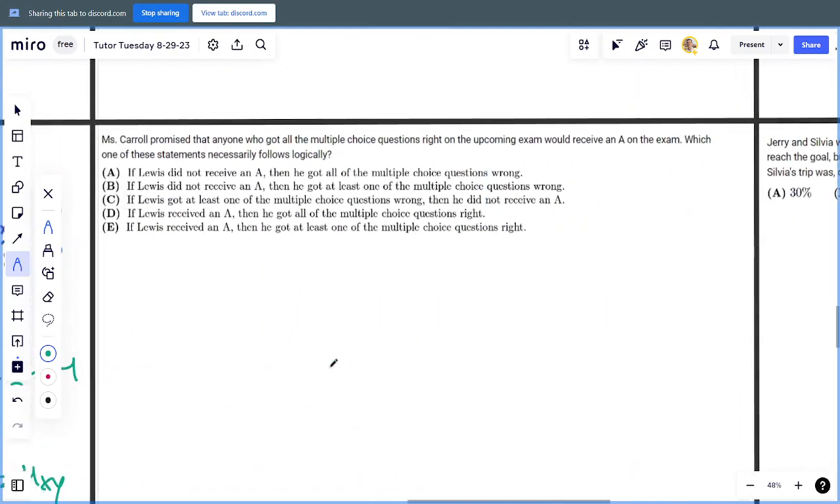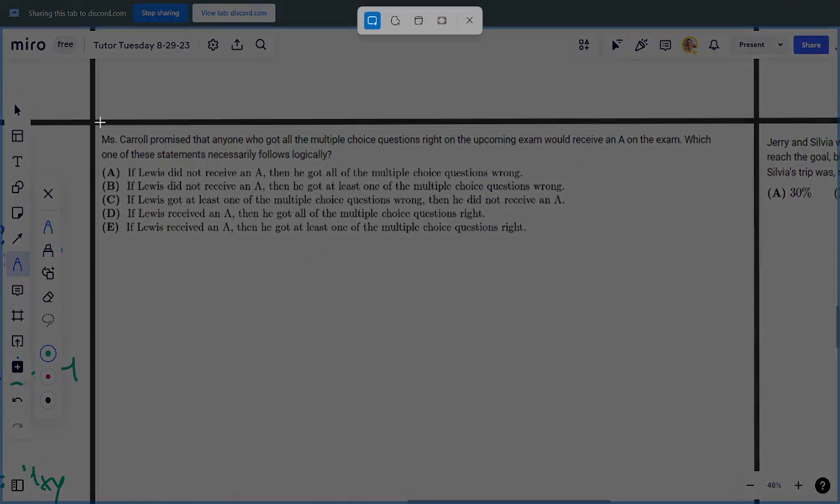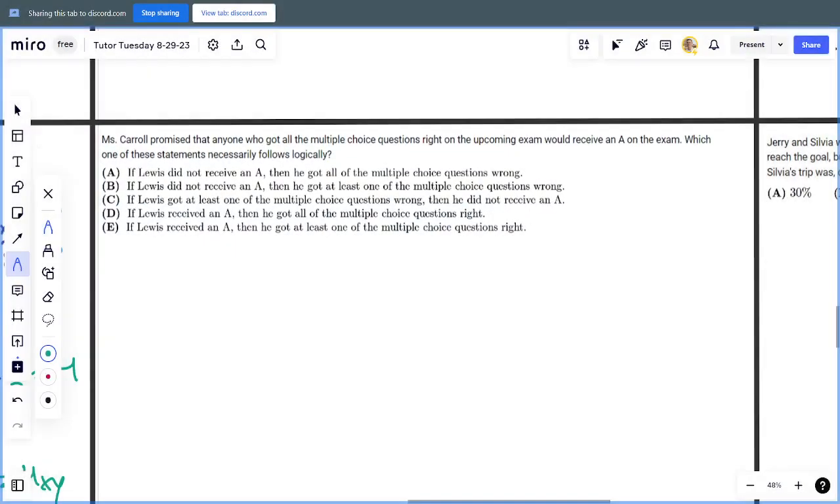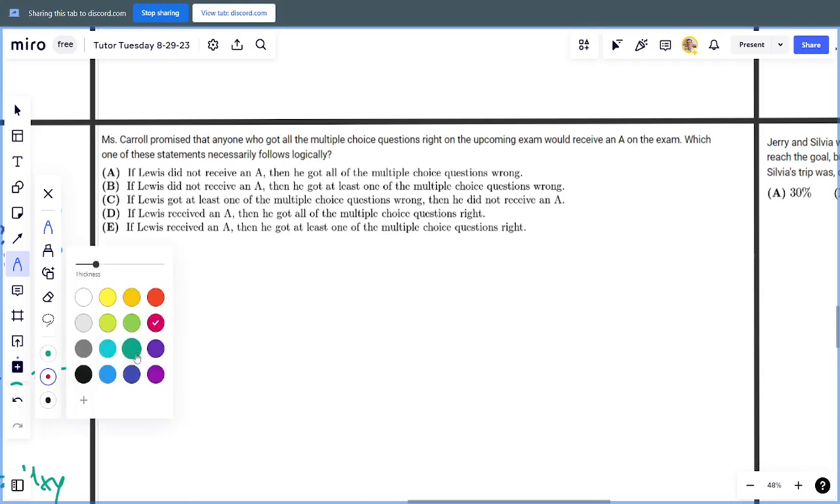Cool. Next one we've got, let me paste it in the chat. Looks like a logic question. I hope you guys like logic. Oh, you hate them. Yeah, I kind of do too. But I took a discrete math course and it made the logic stuff a lot easier.